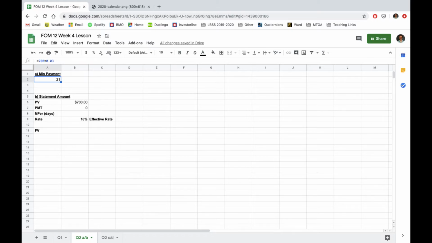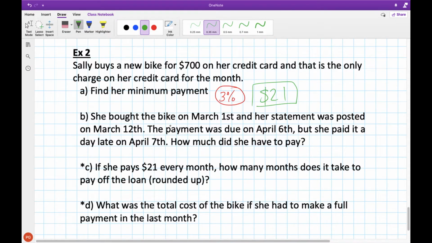be $21. For part B, we're told that she bought the bike on March 1st, her statement was posted on March 12th, and the payment was due on April 6th, but she paid it 1 day late. And the question is, how much did she have to pay in order to clear the credit card charge for her bike? When it comes to credit cards, usually the interest rate is somewhere around 15 to 20%.